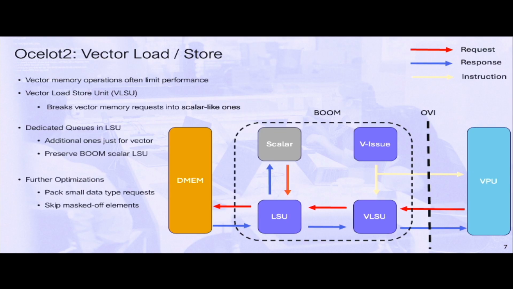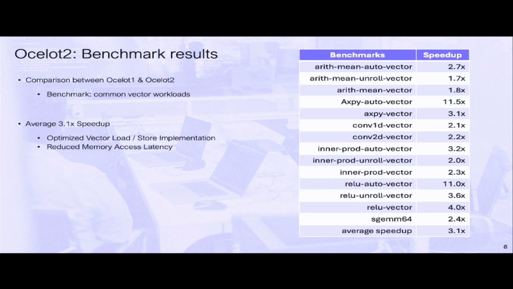The second one is mask skipping. Vector instructions often have mask bits, which specify which elements are active. The VOSU can skip masked-off elements in bulk, reducing wasted cycles and memory traffic. Together, these optimizations reduce memory stalls and keep the VPU fed with data, which directly translates into higher vector throughput. These enhancements together greatly reduce memory bottlenecks and led directly to significant performance improvements.